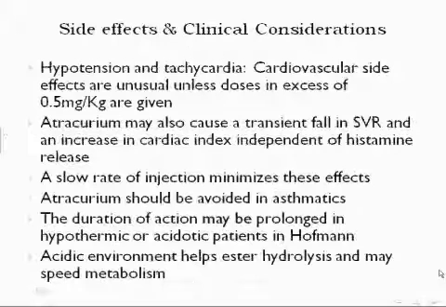The nice thing about giving it continuously is that you tend not to get the histamine release as much. You can get hypotension and tachycardia, usually if you give in excess of 0.5 milligrams per kilo, because of the histamine release. It may also cause a transient fall in SVR, again from the histamine release. The way you can slow this down is to slow the rate of injection or give split doses, which is what I tend to do. Be very, very careful about using this in asthmatic patients. You should not be using it in asthmatic patients.